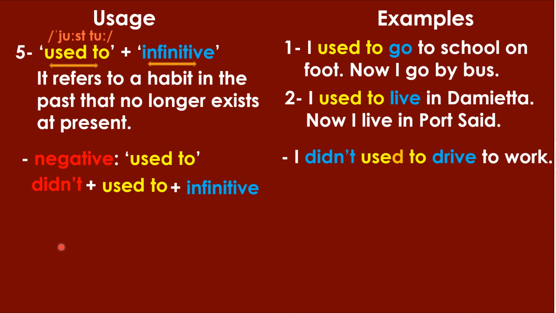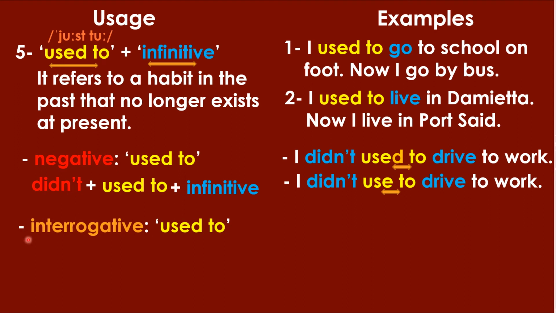Let's have a look at an example. Look here, I didn't used to drive to work. And look here, we have the D here. هنا طبعا في المثال ده الدي موجود. Or you can say, I didn't use to drive to work. Here, we don't have the D. Okay? في المثال الأولاني الدي موجودة. في المثال الثاني الدي مش موجودة. Both are right. كلا المثالين صحيح.